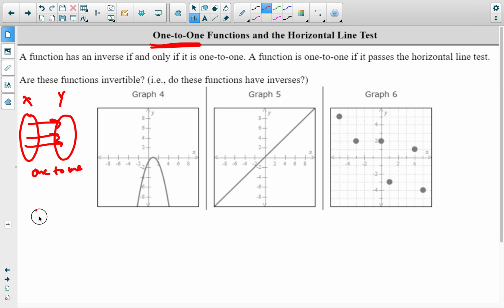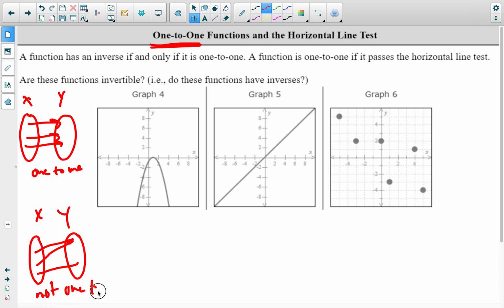Something can be a function without being one-to-one if it looks like this, okay? If we have an x that goes to a y, and then we have another x that goes to that same y, the y's repeat, so this would not be one-to-one. I'm not going to spend too much time with this, but it's important because a function has an inverse if and only if it is one-to-one.